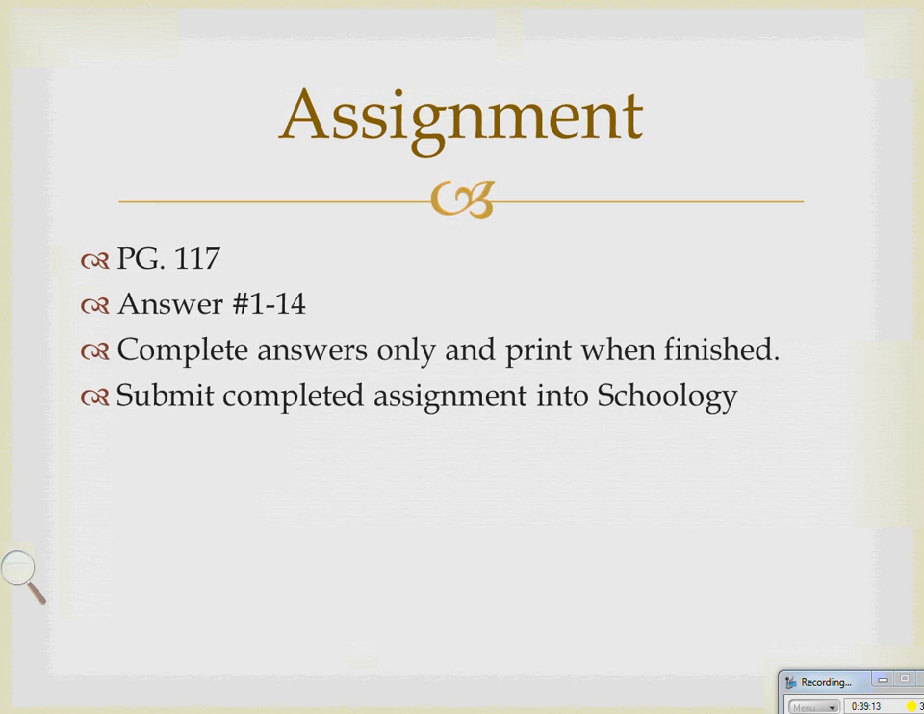We'll do a ticket out the door in the last 5 minutes of class, and we will answer the essential questions from today's lesson.